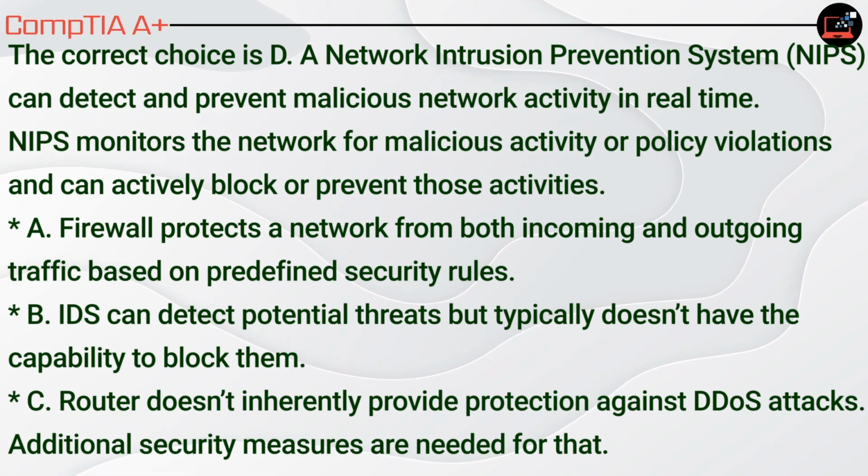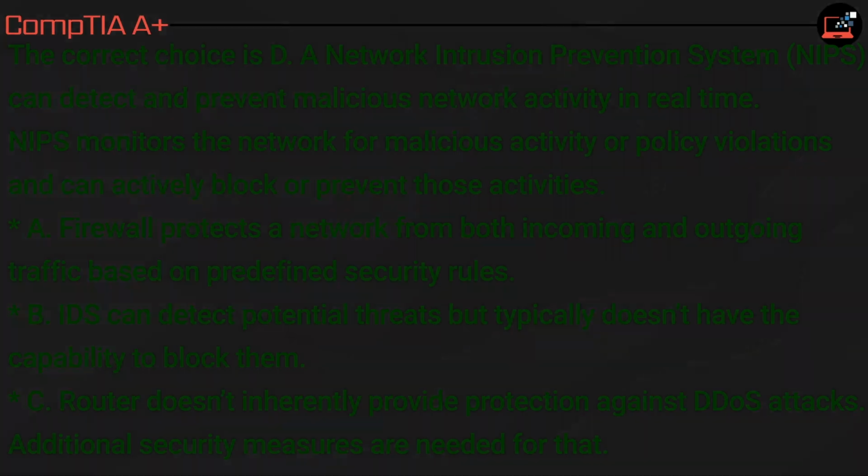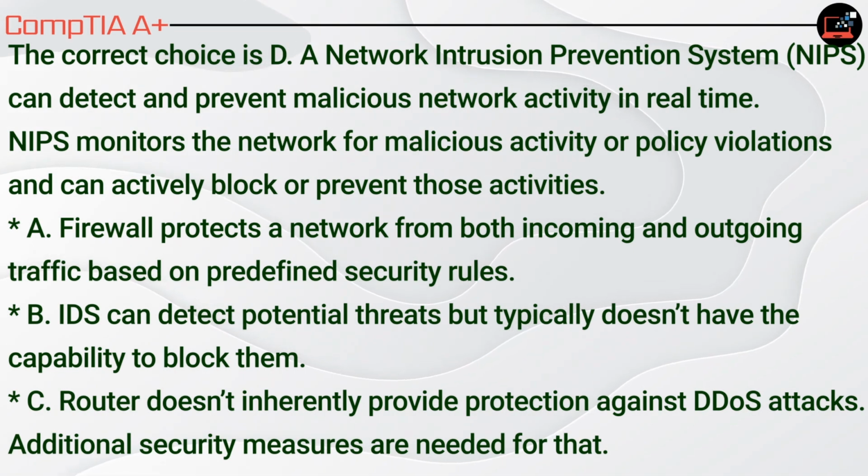The correct choice is D. A network intrusion prevention system, NIPS, can detect and prevent malicious network activity in real time. NIPS monitors the network for malicious activity or policy violations and can actively block or prevent those activities. A firewall protects a network from both incoming and outgoing traffic based on predefined security rules. B, IDS can detect potential threats but typically doesn't have the capability to block them. C, a router doesn't inherently provide protection against DDoS attacks. Additional security measures are needed for that.